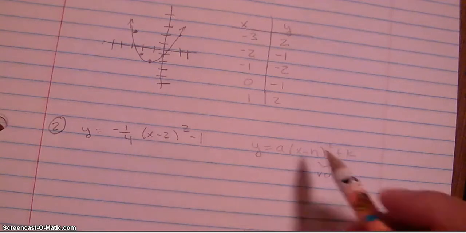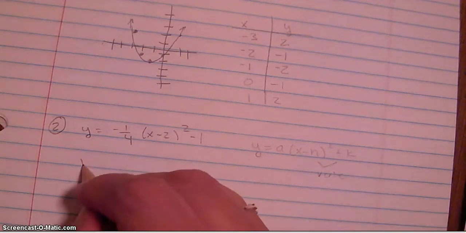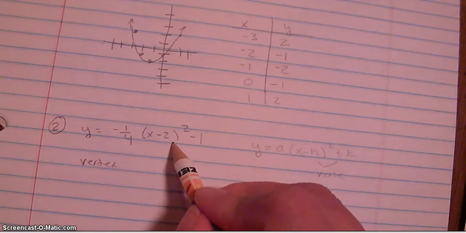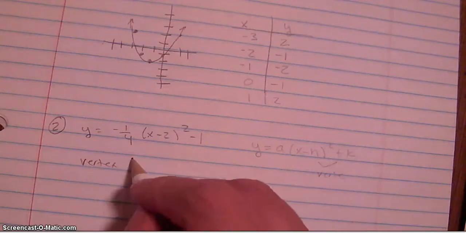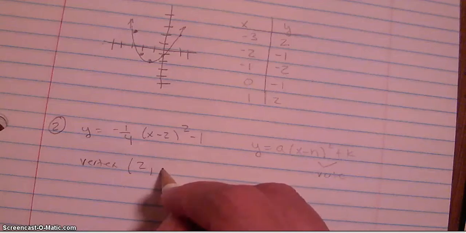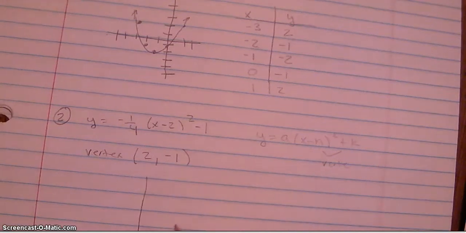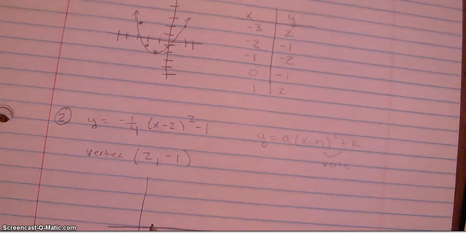So again, looking at the equation, I can get my vertex. I can see in here that my h value looks like negative 2, but he's a liar, so it's going to be positive 2, and then k tells the truth, it's negative 1. So again, I can do a rough sketch here, and I know I'm starting at 2, negative 1 as my vertex.